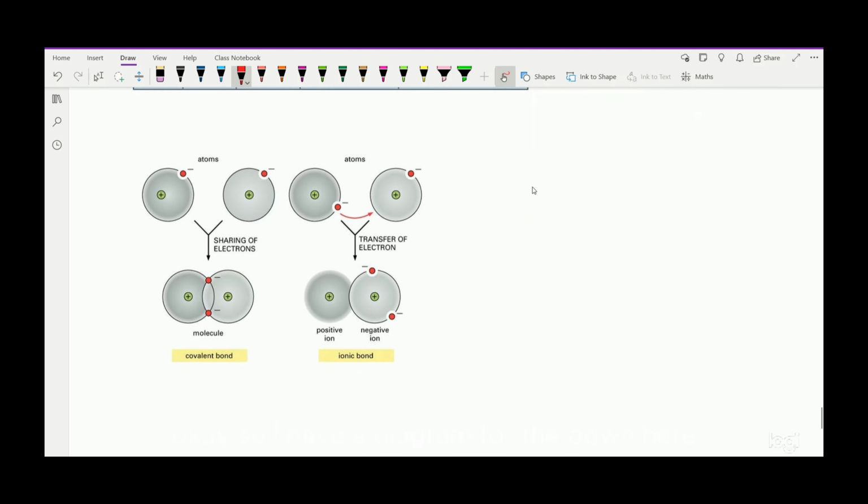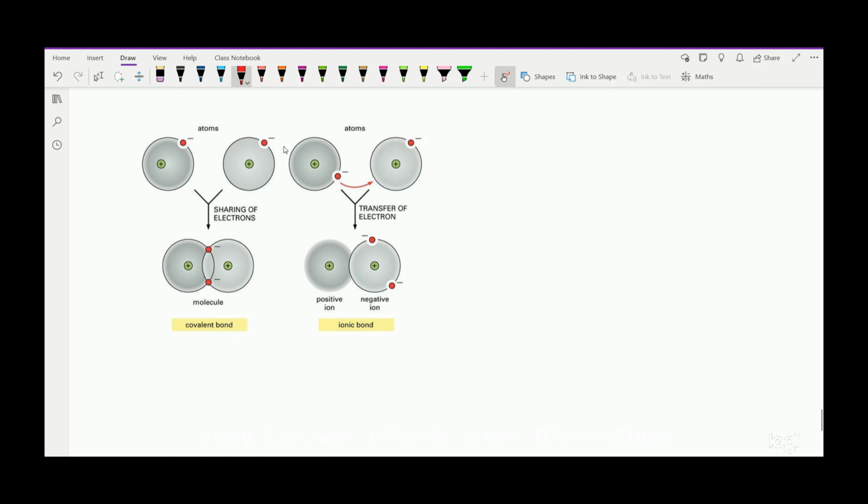Okay, so I have a diagram further down here that will actually show the method on how chemical bonds are formed. So you have the transfer of electrons and the sharing of electrons. It is also important to note that only valence or outer shell electrons are actually involved in the formation of chemical bonds. So the inner or the core electrons are not involved in the formation of chemical bonds.